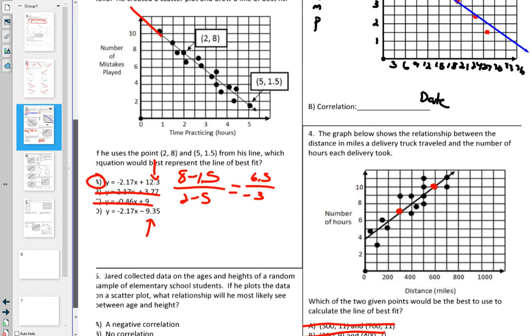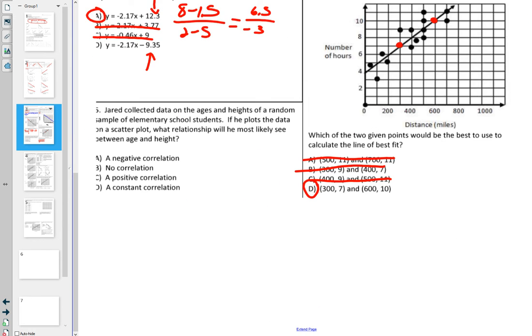Sorry. Okay, thank you. Jared collected data on the ages and heights of a random sample at an elementary school. If he plots the data on a scatter plot, what relationship would he be most likely to see? Okay, so that's more of an abstract question, almost like not rhetorical, but it is something that's really meant to be worked out. So think about it. If we have age and height, which one is more closely related to time? I'd say age, probably we see age this way and height this way.